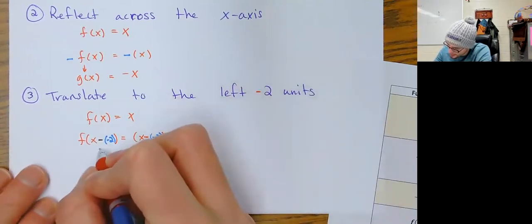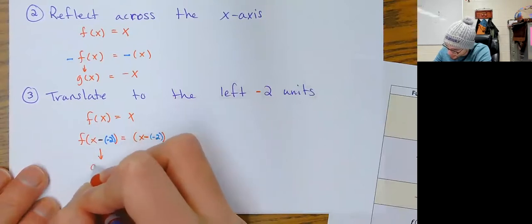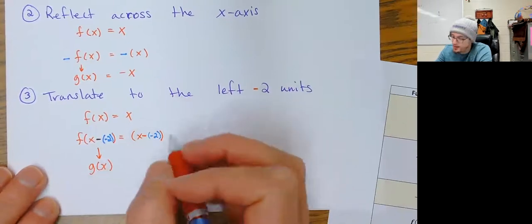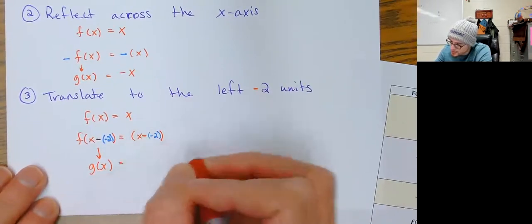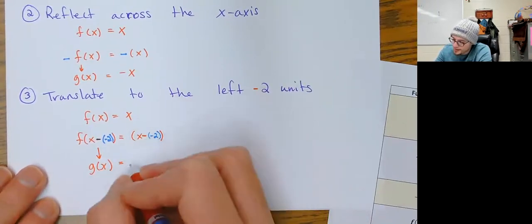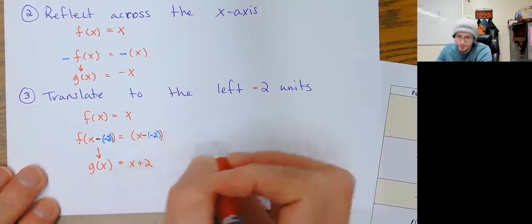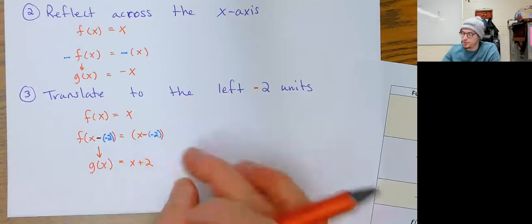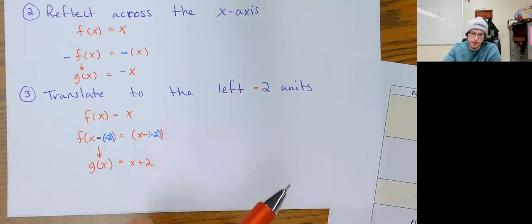So if we simplify, we will get g of x, because we are going to transform the function. We're going to shift it. So now we've got our new function, g of x equals, well, this is just going to be x plus 2. That's it. A negative times a negative is a positive, so we get x plus 2. And the parentheses on the outside don't matter. They're not doing anything.